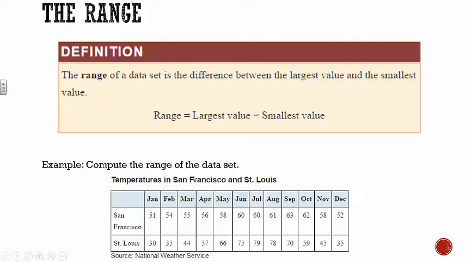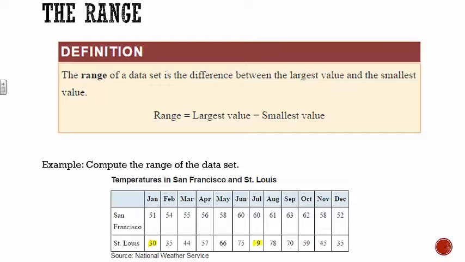But either way, here's an example. It says compute the range of the data set. We have some temperatures in San Francisco and St. Louis. So if we're looking at the data set as a whole and we're not splitting it between San Francisco and St. Louis, we take the largest number, which is 79, and we subtract that from the smallest number, which I believe is 30. So here's 79, here's 30. If I subtract those, I should get 49. Alright, so my range will be 49 for the whole data set.